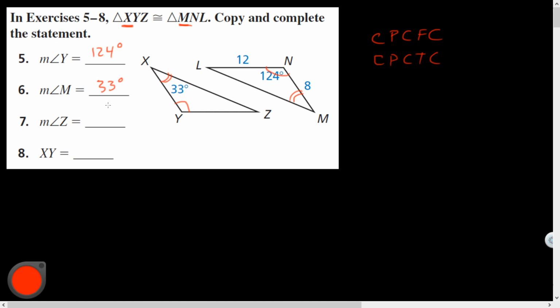Wait, can I explain why? Yes. That is the corresponding point. Corresponding parts of congruent figures are congruent. I agree.